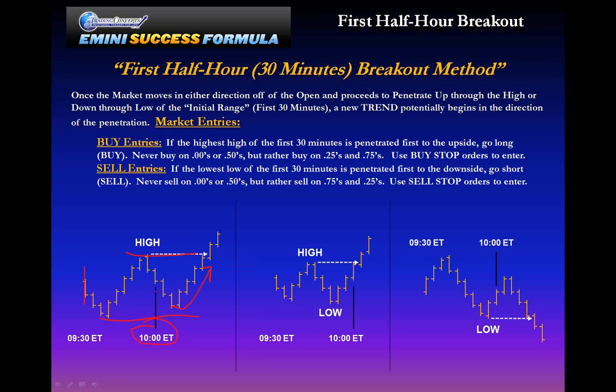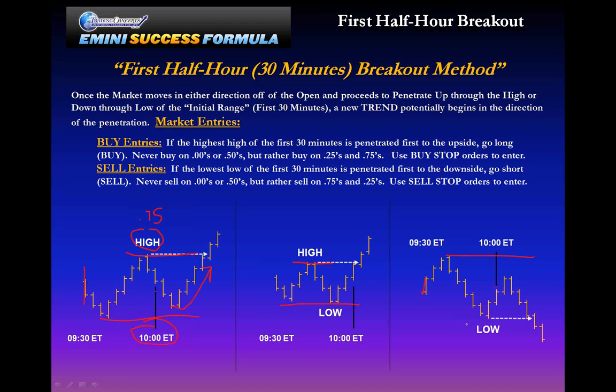So let's talk about buy entries. If the highest high of the first 30 minutes is penetrated first to the upside, go long. You never want to buy on double zeros or half numbers, but rather you're going to buy on 25s and 75s. So if this high right here, for example, was at a 0.75 on the E-minis, instead of going one tick above 75 to double zero, you go up to 0.25, and that's what would be your buy stop. Here, first half hour right here, kind of a trading range, breaks up to the high, you go long. In this example, 9:30 is here, 10 o'clock happens to be here.